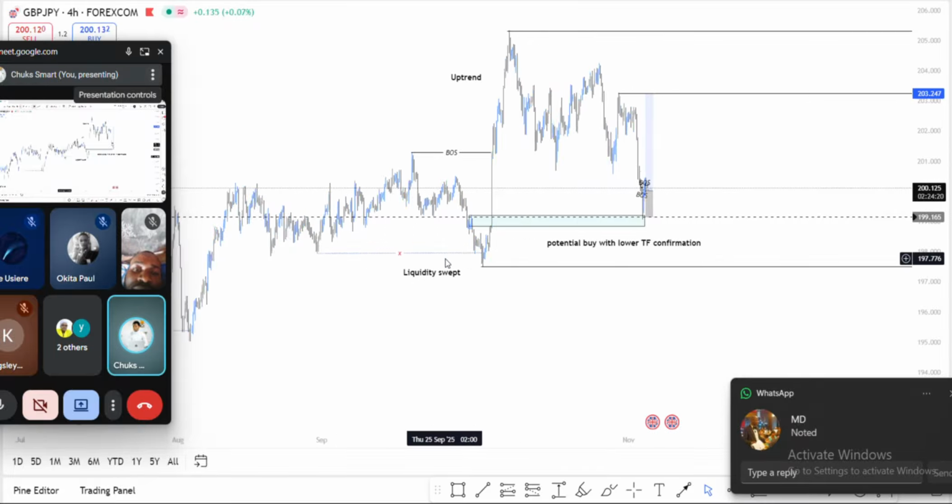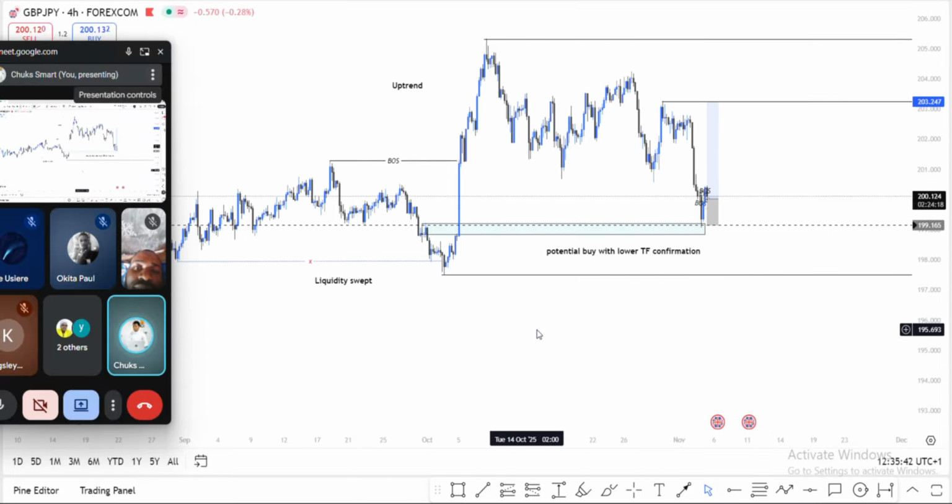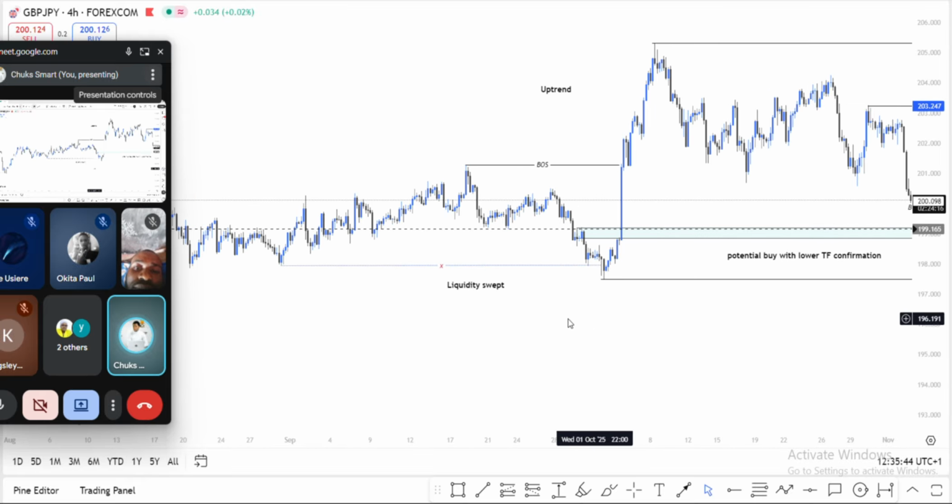This is a sweep of liquidity here. I don't know if those of you that are using phone, let me just zoom out so that you can see clearly. So this is a sweep of liquidity here. After this sweep of liquidity, price broke structure to the upside, and we can see this aggressive candle here, right? So this aggressive candle caused this break of structure to the upside.